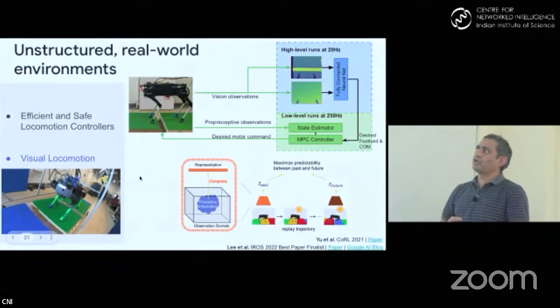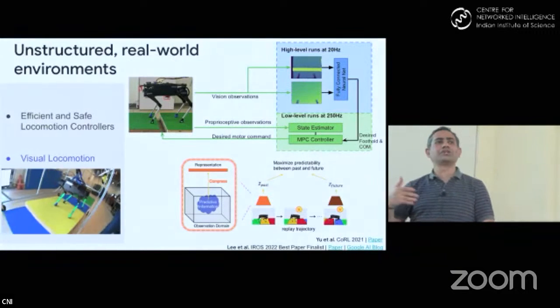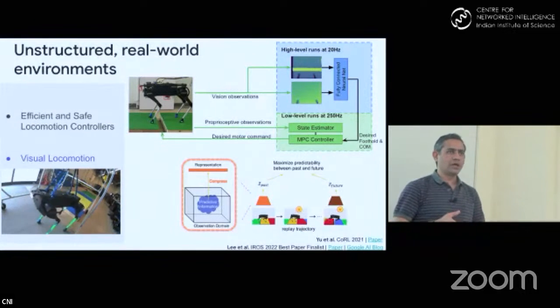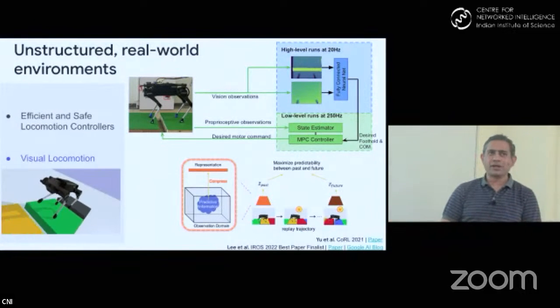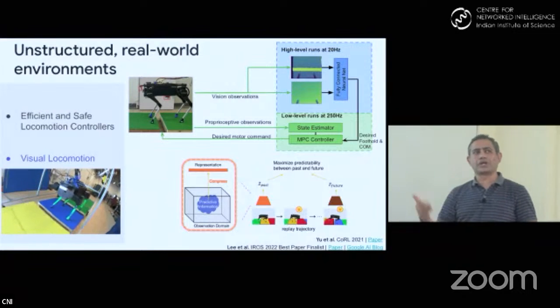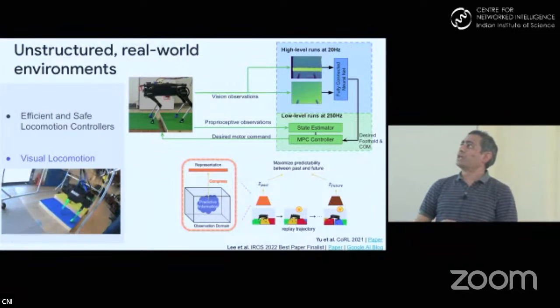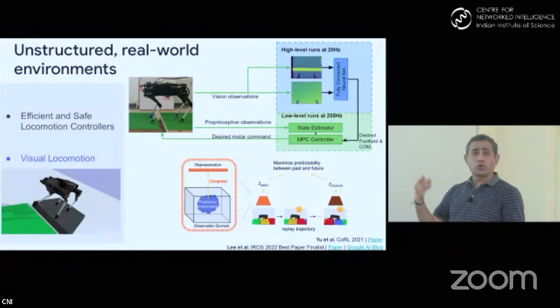Then we said, okay, we also need to start doing this for unstructured real world environments, right? Because so far somebody is giving us a state estimate, and that doesn't scale very well as you start going outside. So that's when we started working on something called visual locomotion.